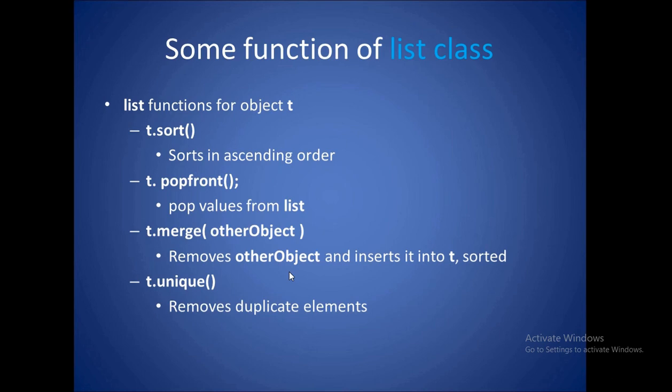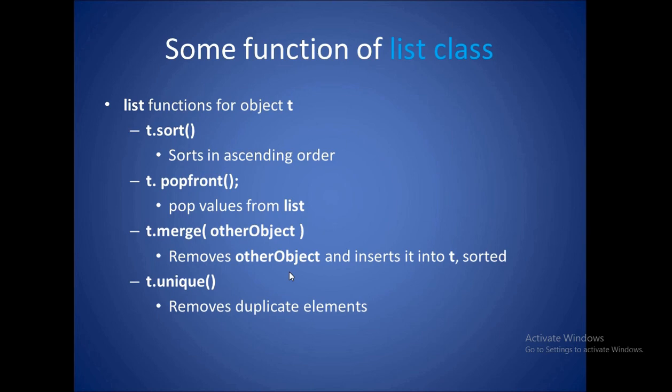List functions for object t. So if there is a list and we are creating the list with the name t, then t dot sort is one of the functions for sorting in ascending order. Like that, t dot pop front. So it pops values from the list. From the list, the value is deleted from the front side.